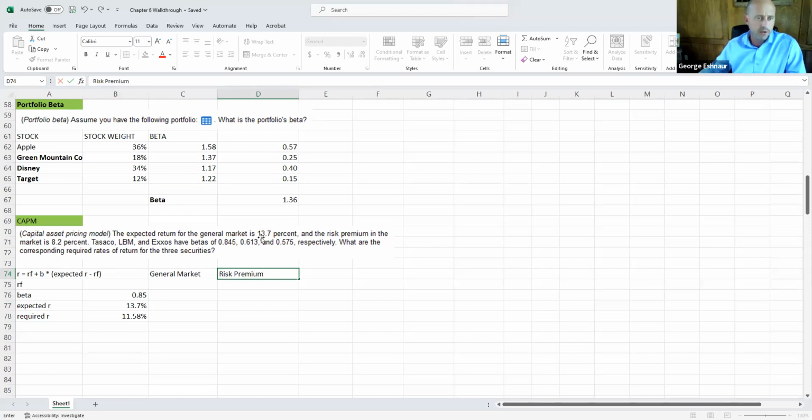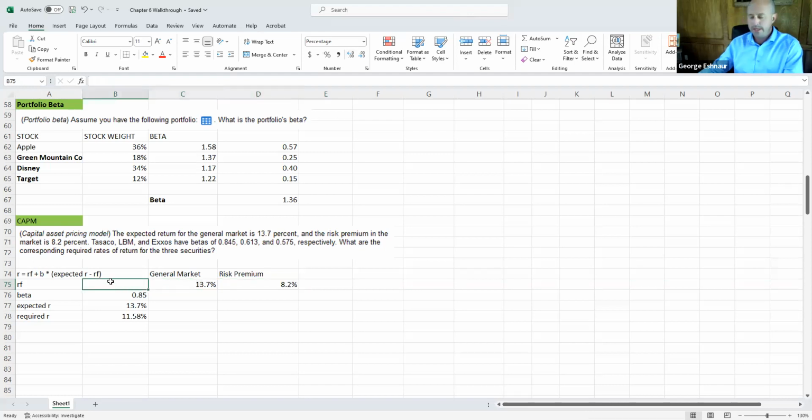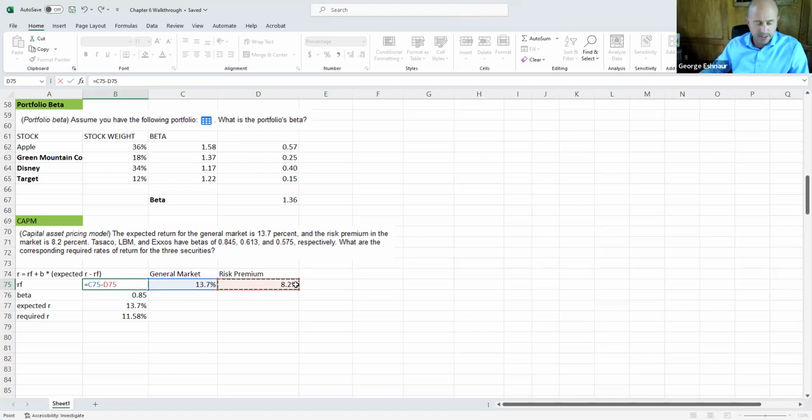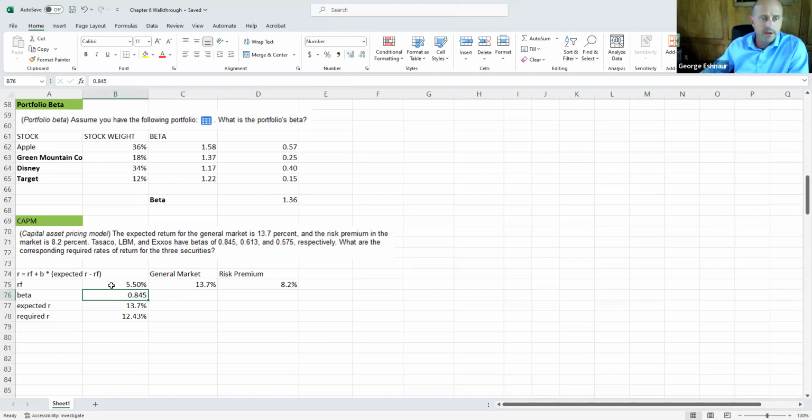Okay, both of those are in here. So we know this one is 13%, and the risk premium is 0.082%. Okay. The risk-free rate is the difference between the two. So I'm going to take this minus this. That gives us 5%. And based on the beta, the risk-free rate, our required rate of return is this.